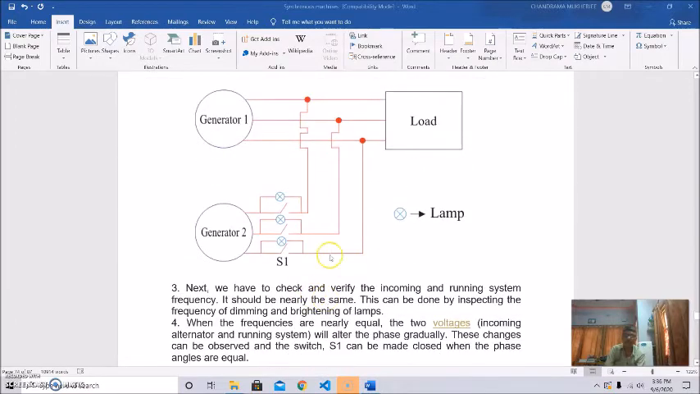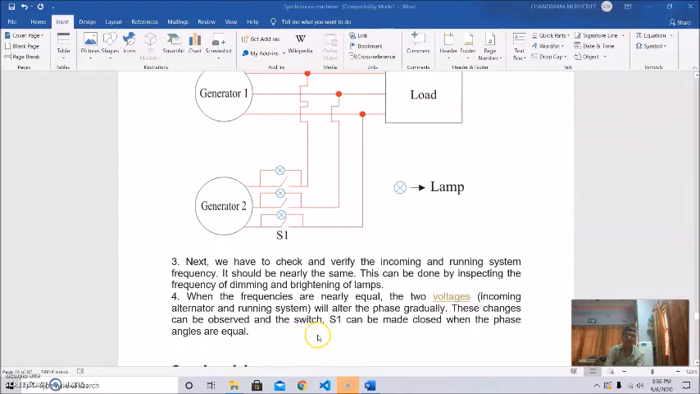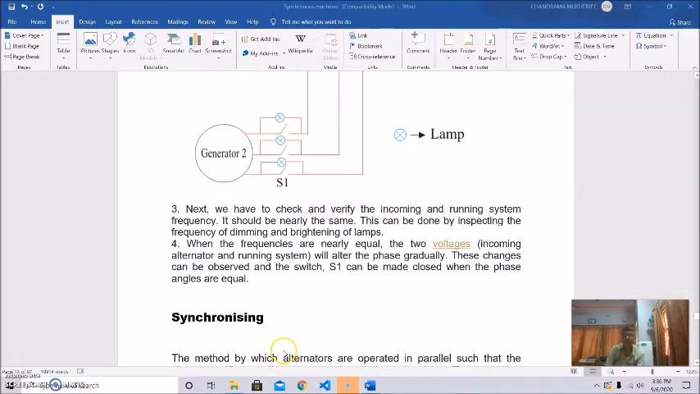Okay, that is done by swapping this connection. Next, we have to check and verify the incoming and the running machines' system frequency. It should be nearly the same, and this can be done by inspecting the frequency of the dimming and the brightening of the lamps. When the frequencies are nearly equal, the two voltages, incoming alternator and running system, will alter the phase gradually. These changes can be observed, and the switch S1 can be closed when the phase angles are equal.